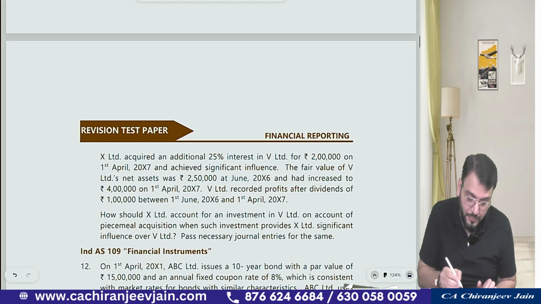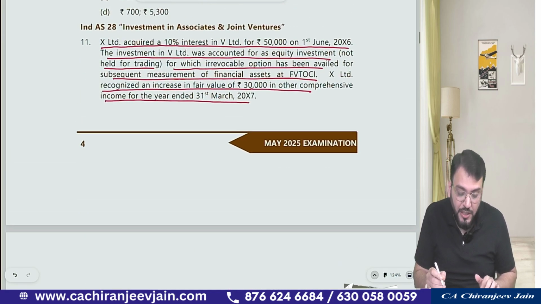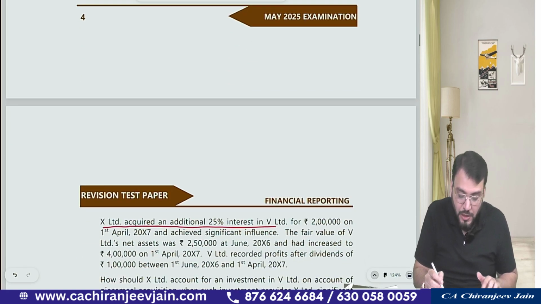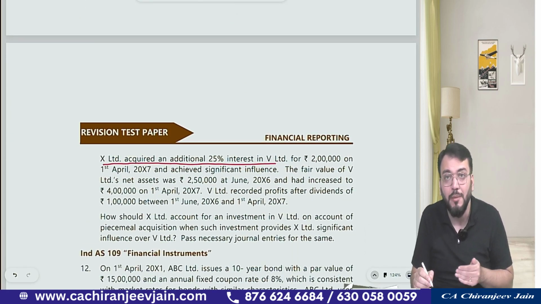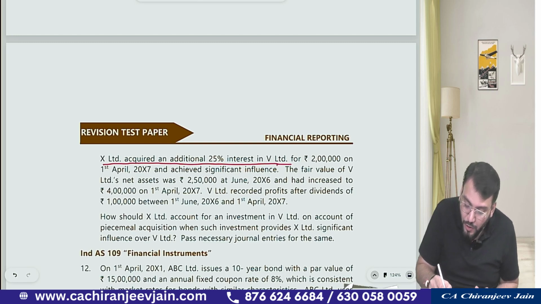Okay sir. X Limited again acquired an additional 25% interest in V Limited. Initially they acquired 10%, now again they acquired 25%, so the total becomes 35%. By acquiring the additional 25%, they will now be able to exercise significant influence over V Limited, and therefore V Limited will now become an associate and IND AS 28 will be applicable. The cost is rupees 2 lakh on 1st April 2007, when they achieved significant influence.